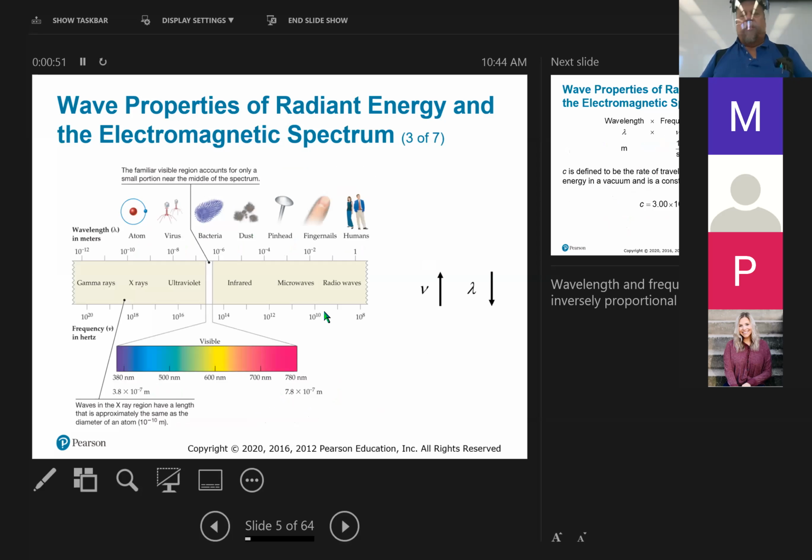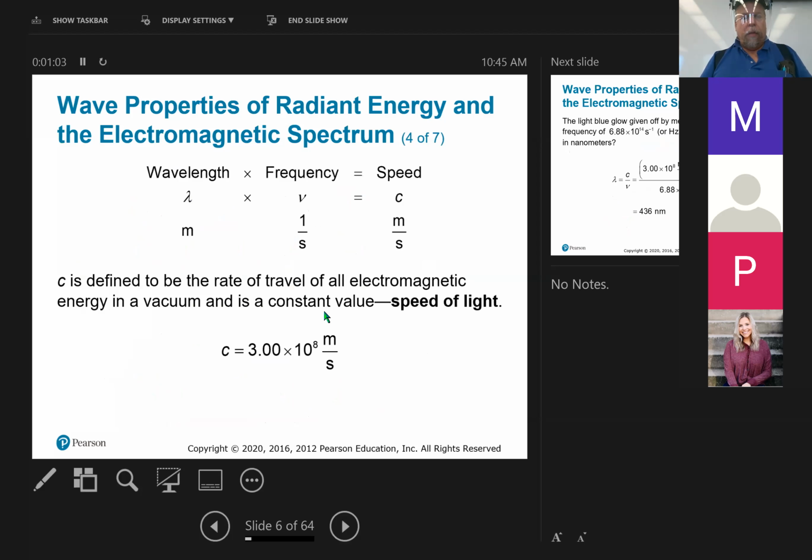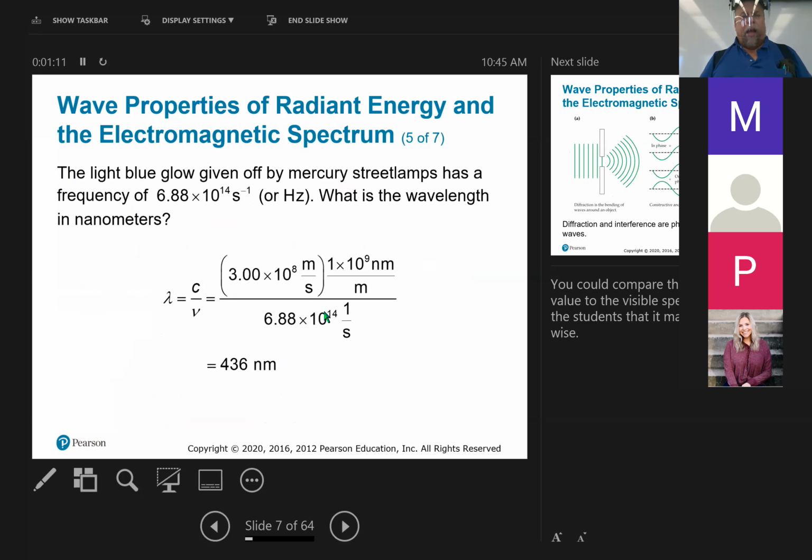Okay, this is another example of the spectra. So basically the spectrum goes from gamma rays all the way to radio waves, with light being a very small part of it. And then you've got the relationship between wavelength, frequency, and speed going across there. And then an example problem related to that.